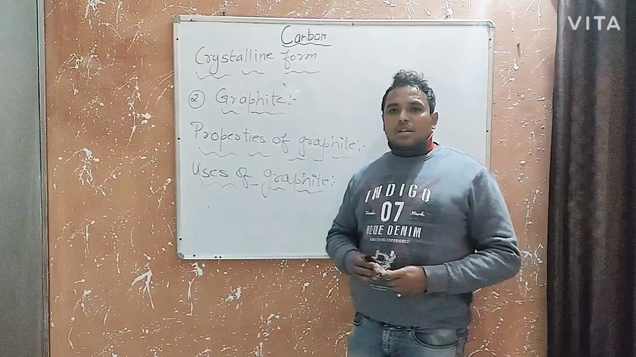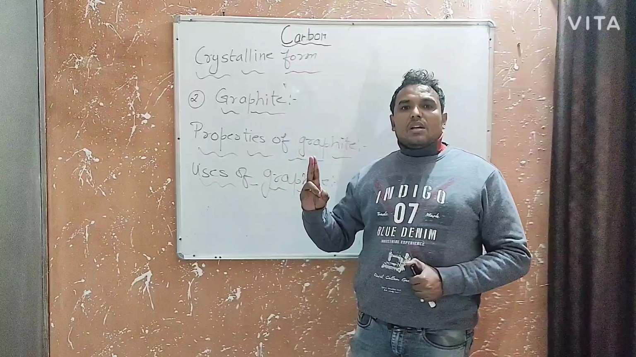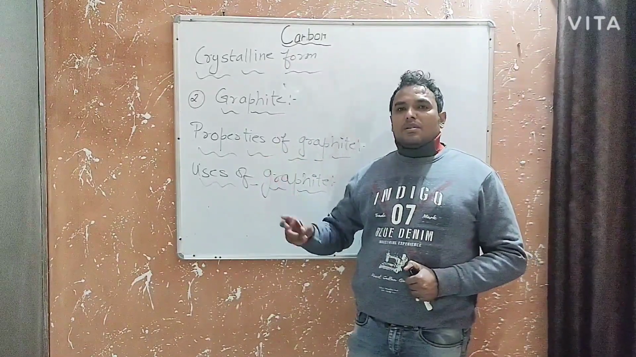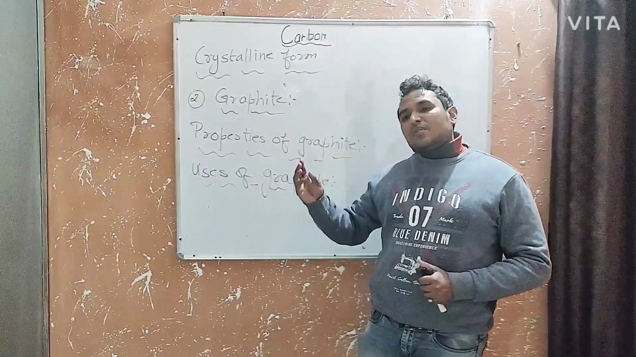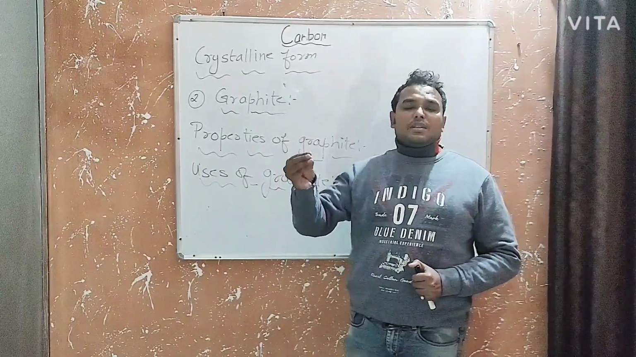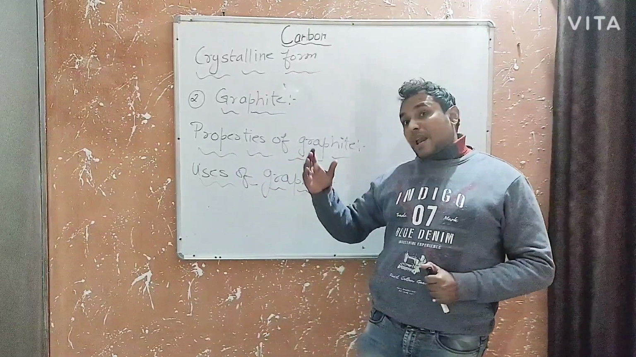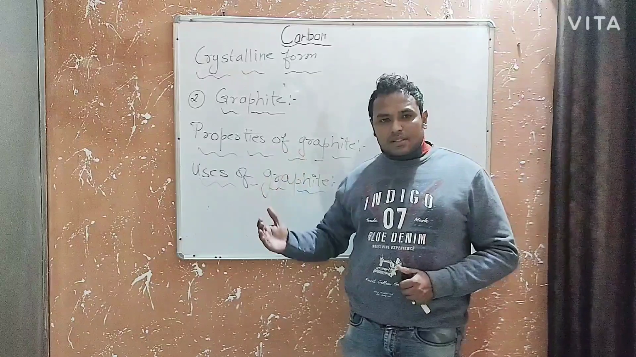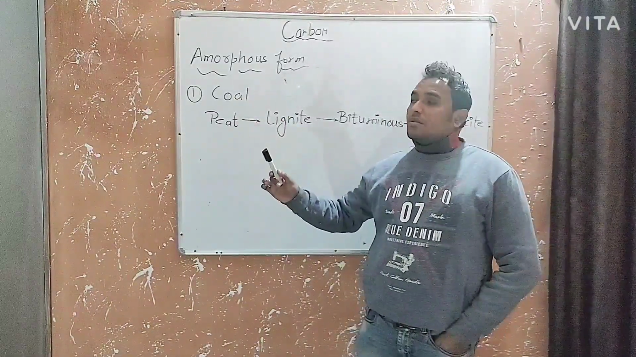The next topic is uses of graphite. First use, graphite is used in making pencil lead. Second use, it is used for making lubricants, for example graphite grease. Third use, being a good conductor of electricity, it is used for making electrodes in batteries and cells. Fourth use, being black in color, it is used for making printer inks. The next topic is the amorphous form of carbon.